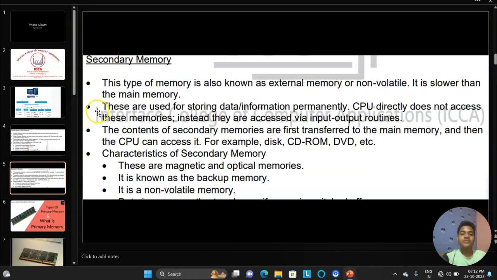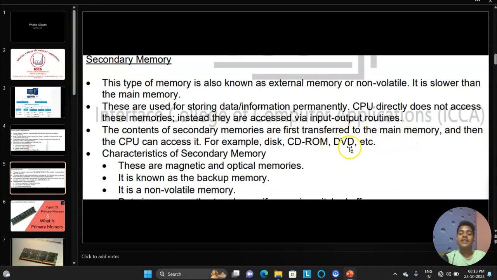Next we will learn about secondary memory. This type of memory is also known as external memory or non-volatile memory. It is slower than the main memory. These are used for storing data and information permanently. The CPU does not directly access these memories. Instead, these are accessed via input-output routines. The contents of secondary memory are first transferred to the main memory and then the CPU can access them.